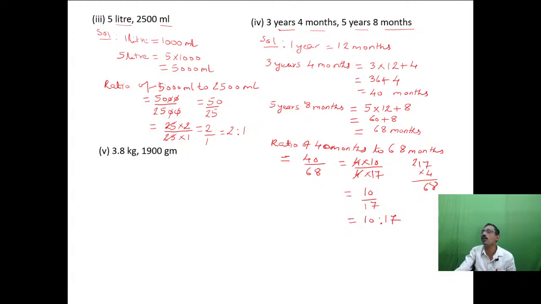I hope all these four sums we might have understood. Very clearly, each and every topic is explained. Okay, if you want, we can do the next sum also, but we will stick with the fourth sum: 3 years, 4 months, 5 years, 8 months.